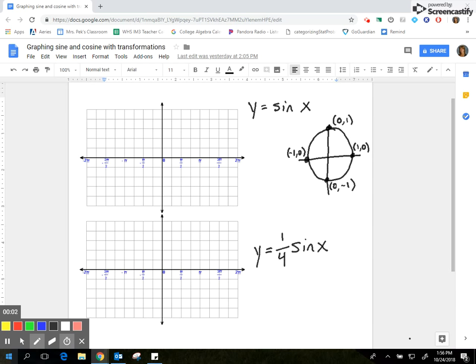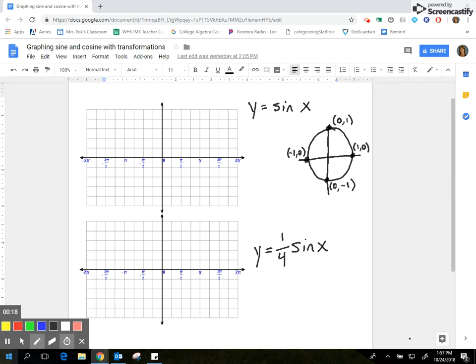Hi class. Today we're going to be looking at graphing the sine function, just the basic parent sine function, and an amplitude change to the sine function using a fraction less than 1 as the new amplitude value.